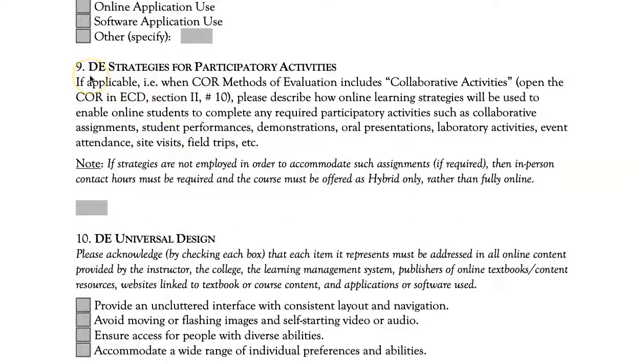And then number 9, if we go to ECD and we look at the COR, section 2, number 10, if it includes collaborative activities, then we want to explain how collaborative activities will be presented and facilitated in the online environment. If it does not say collaborative activities, then we can just put NA.